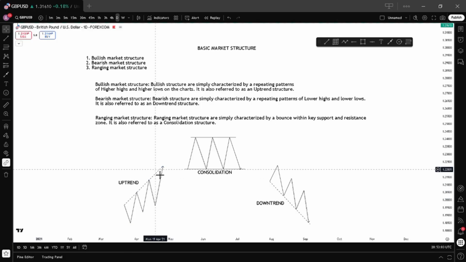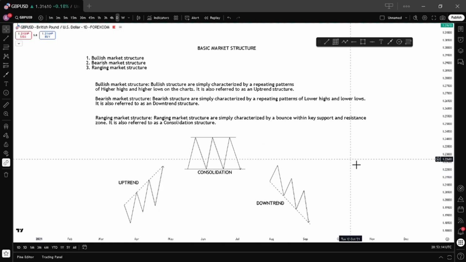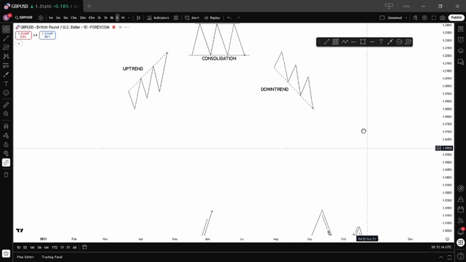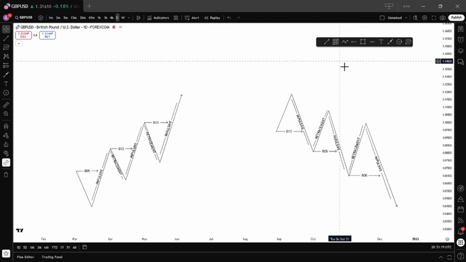So what do we need to do? We need to learn how to identify an uptrend and a downtrend, so we can buy with the uptrend and sell with the downtrend. So let's have a look at the anatomy of a trending market structure.